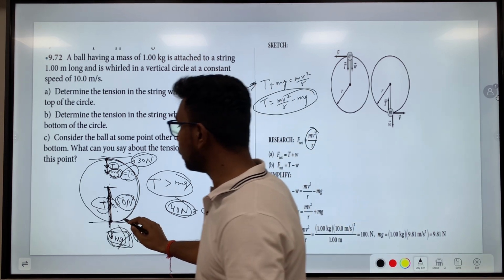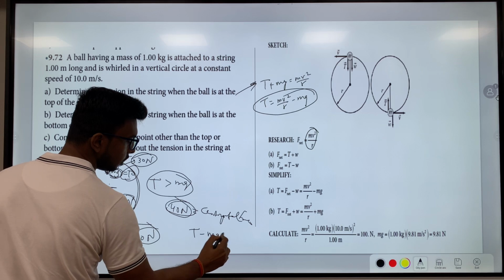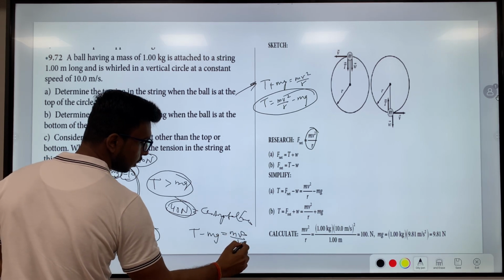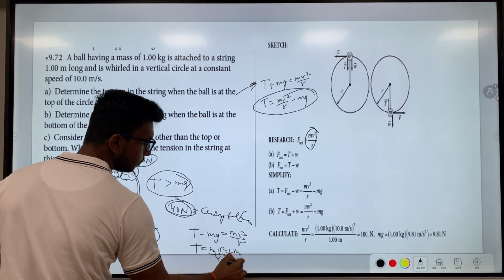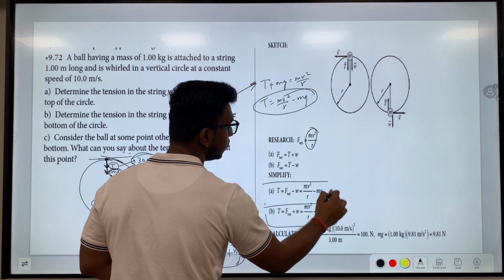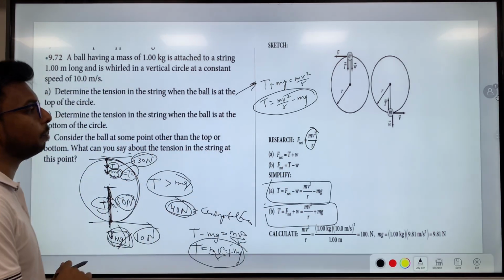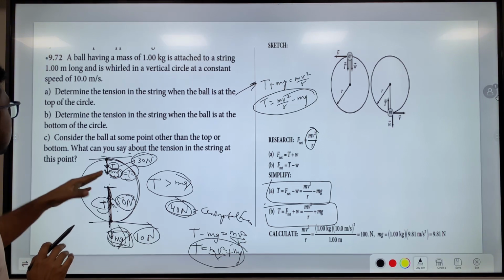But at the lowermost point, tension has to be more. That means tension minus mg will provide the mv square by r. Tension will come out to be mv square by r plus mg. This is the tension, mv square by r plus mg, and here the tension is mv square by r minus mg.